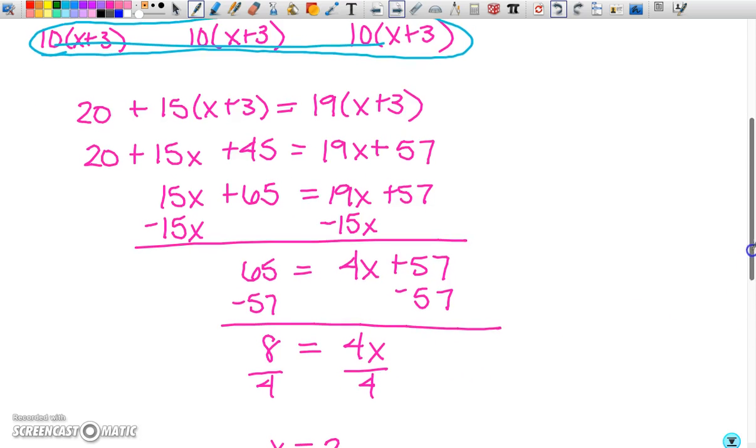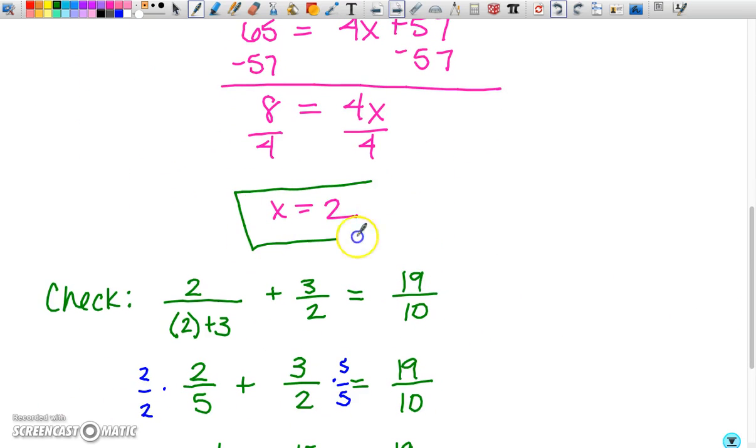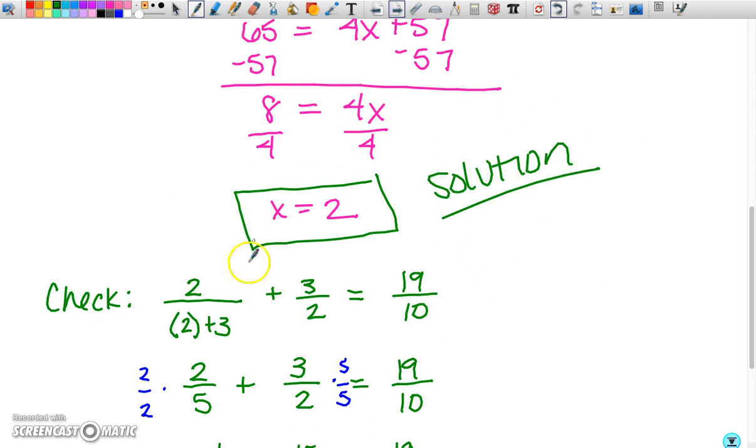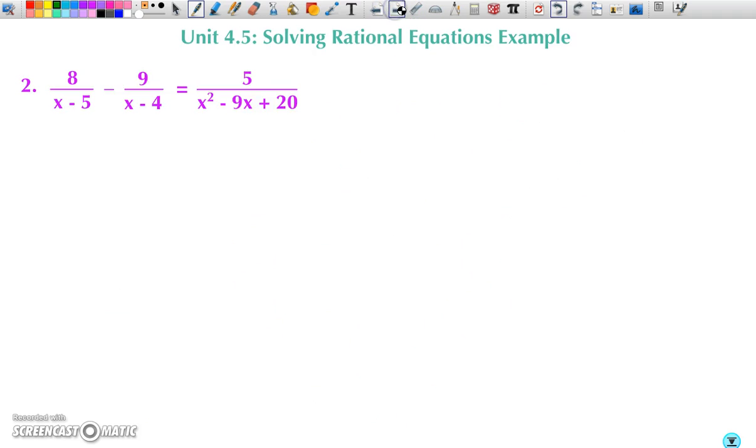It worked. So then you come back to this x equals 2, and this is your solution. Okay? All right, just one more problem. So getting our least common multiple here, again, this would be a matter of factoring.